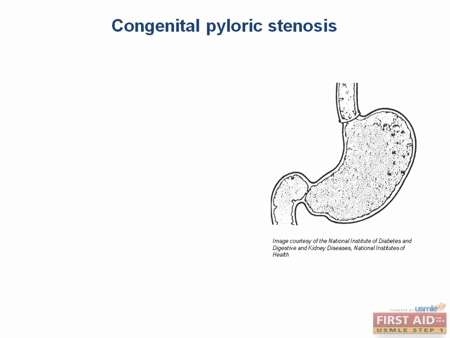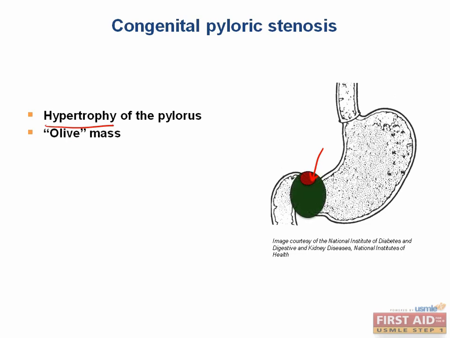Okay, let's next talk about congenital pyloric stenosis. Congenital pyloric stenosis occurs when there's a narrowing of the opening from the stomach to the intestine as a result of hypertrophy of the pylorus. This occurs at the region of the stomach connecting to the duodenum, which you could see here on the image, and this causes an obstruction.